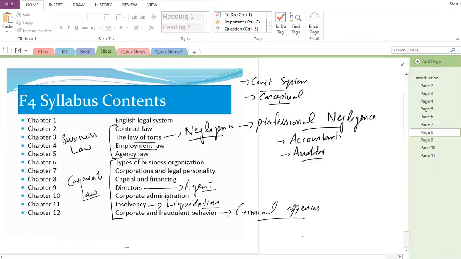And if an auditor or accountant is unaware of these important offenses, he can fall into any of the traps that are set for him, or he can cause a criminal offense or bad reputation for the company as well. So the accountant and auditor must be aware of all these important things. So these components of the F4 syllabus are very important and very applicable.